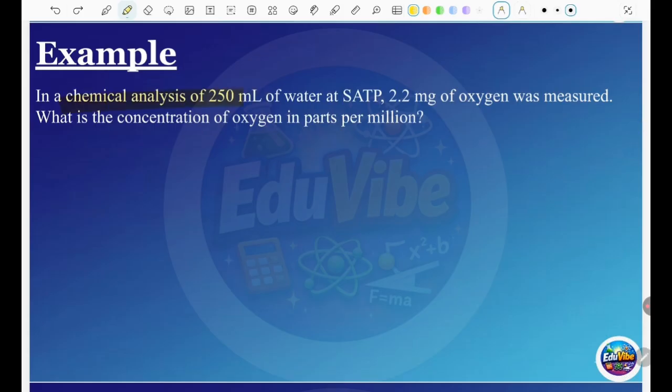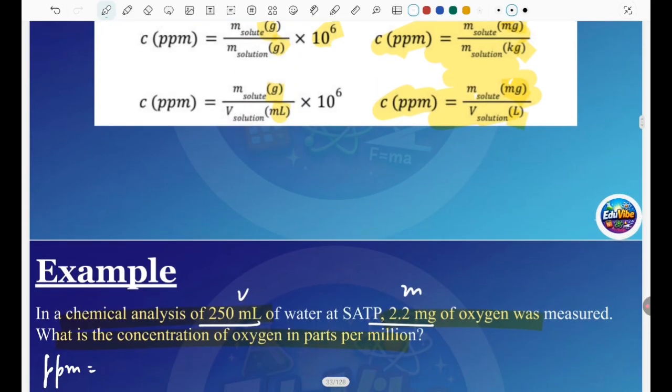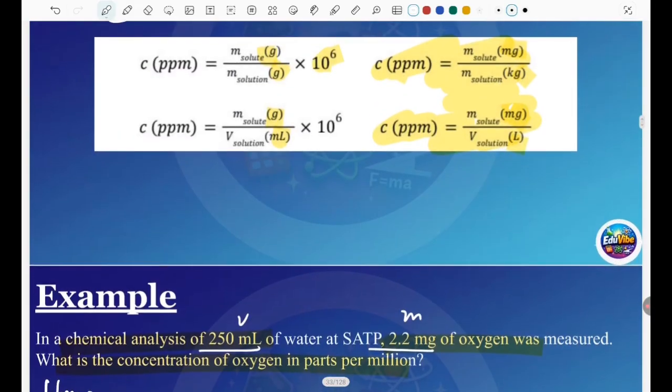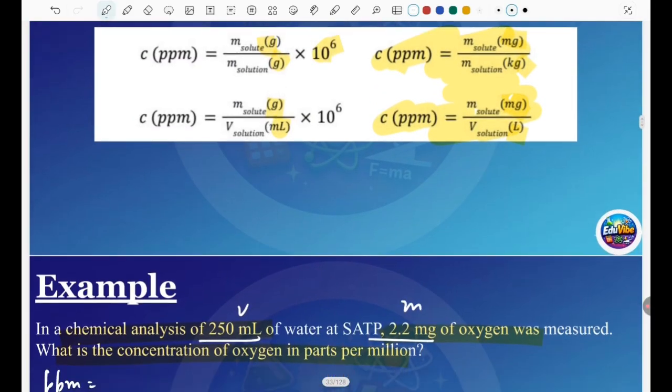In a chemical analysis of 250 ml of water at SATP, 2.2 mg of oxygen was measured. You have to calculate the concentration of the oxygen in parts per million. Basically, we have to use ppm, and it involves the volume and the mass: the mass of the solute and the volume of the solution, all the same as we did in the percent concentration.